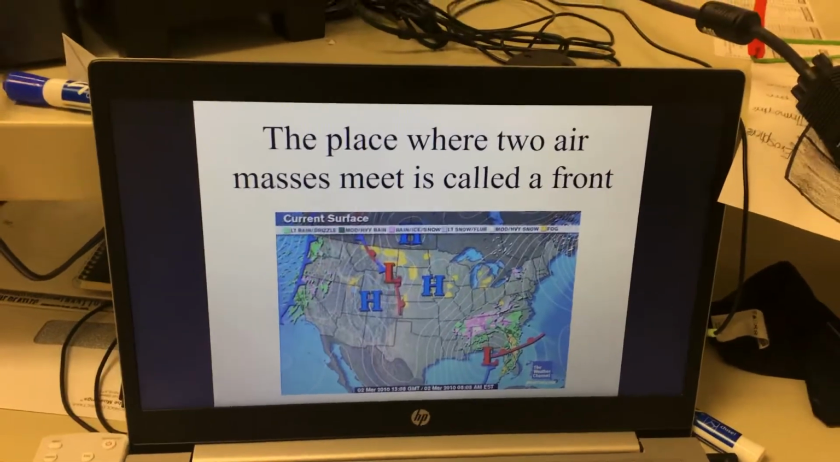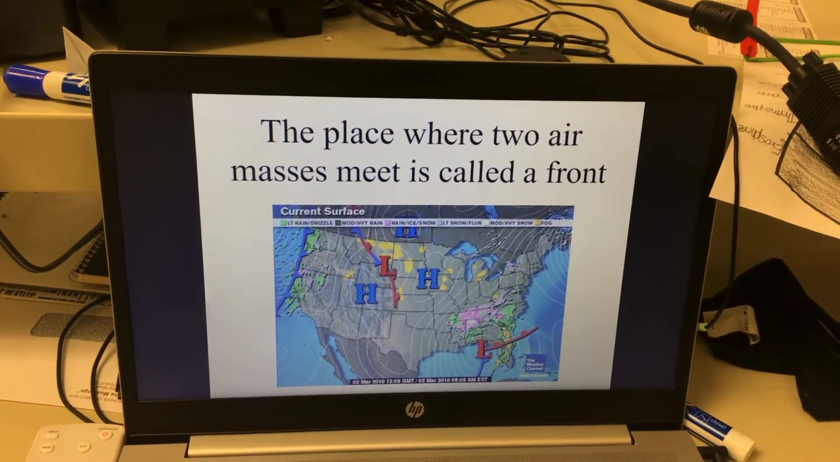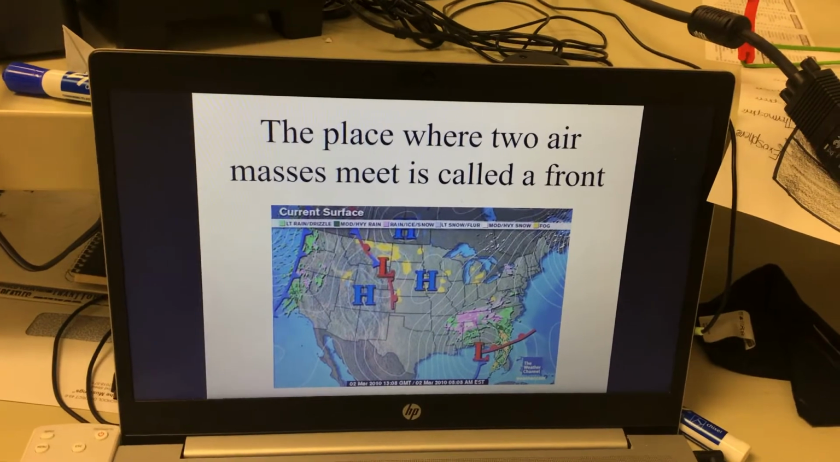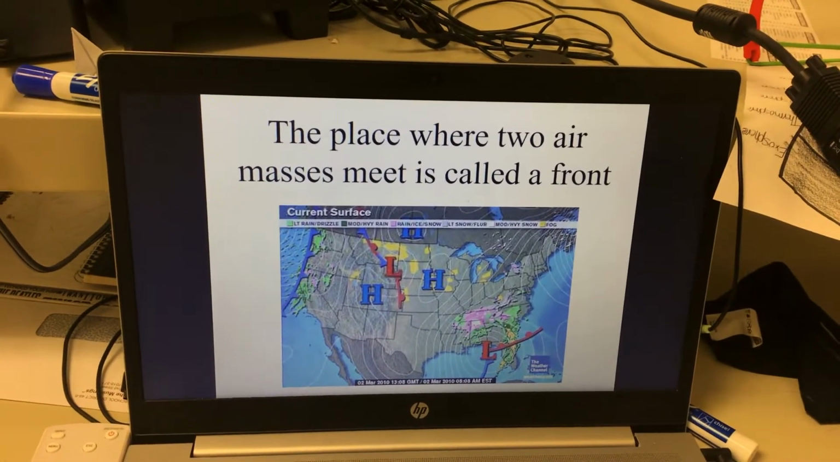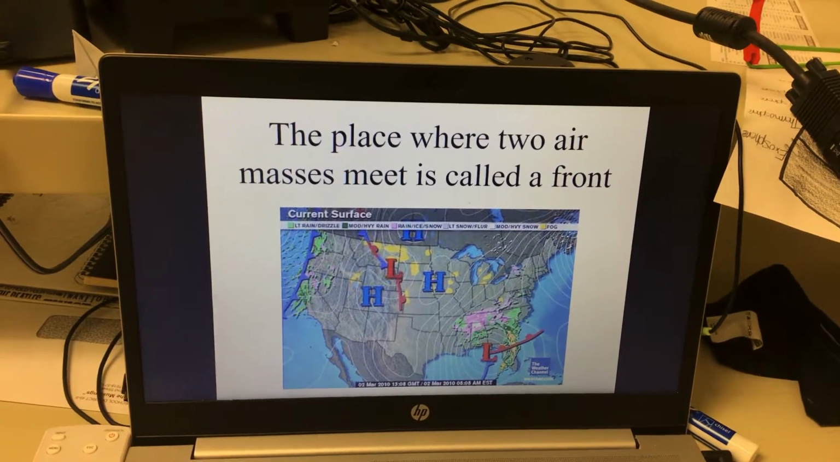I do want you to write this down and underline front, the word front. So the place where two air masses meet is called a front.